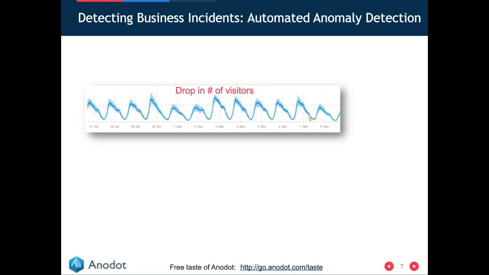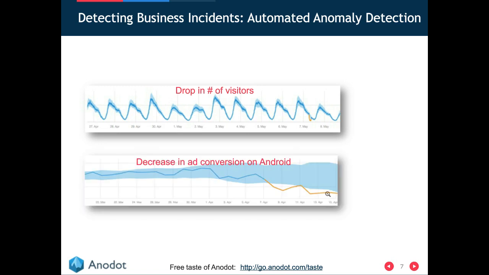Another example, a decrease in ad conversion on Android devices for a certain campaign. Again, have the system learn the normal behavior, which is highlighted here by the shaded area around the actual line of the graph. And whenever it exceeds that or goes below it, you can alert about it as an anomaly.